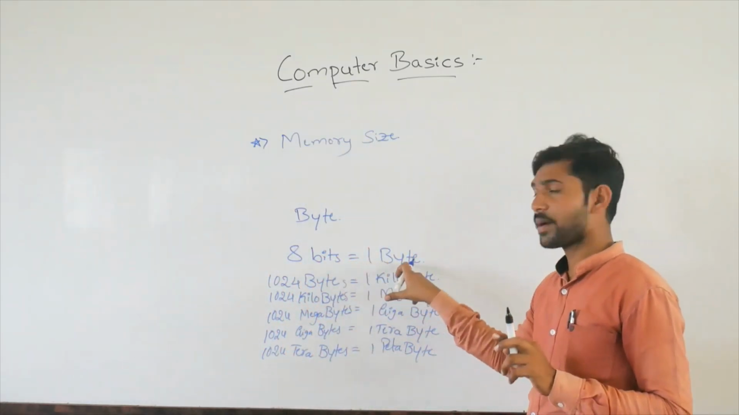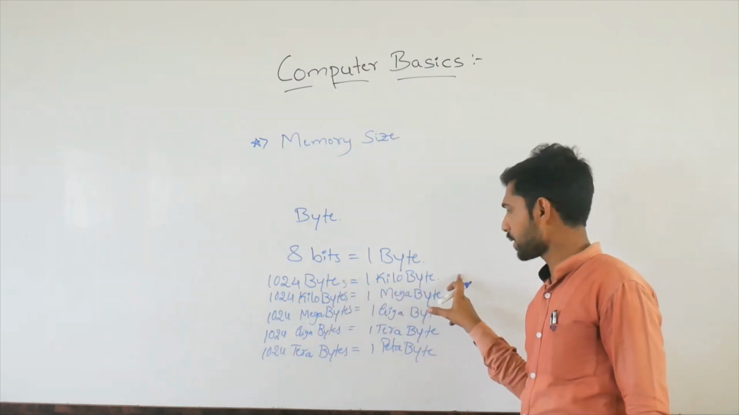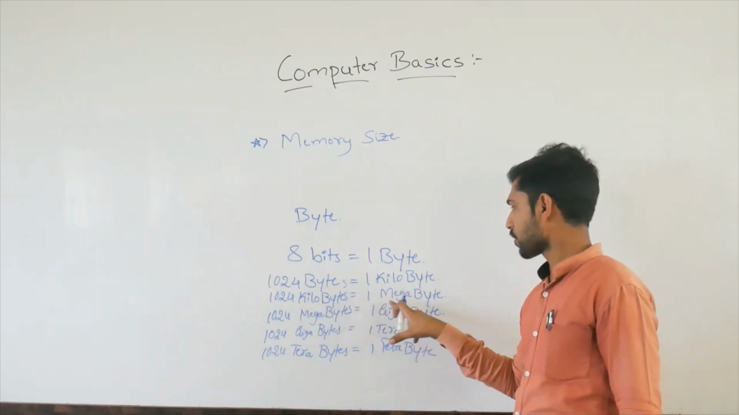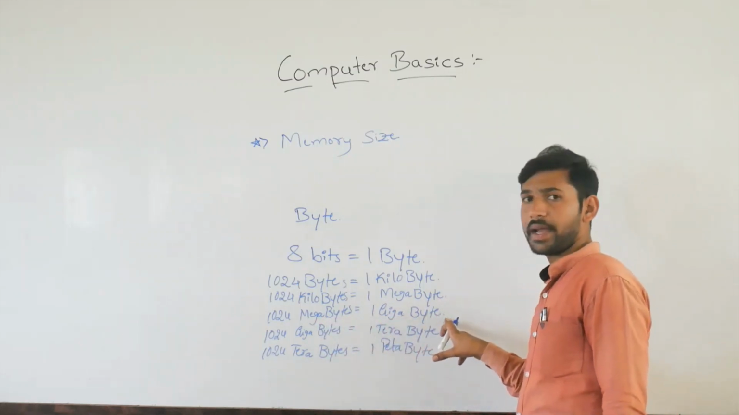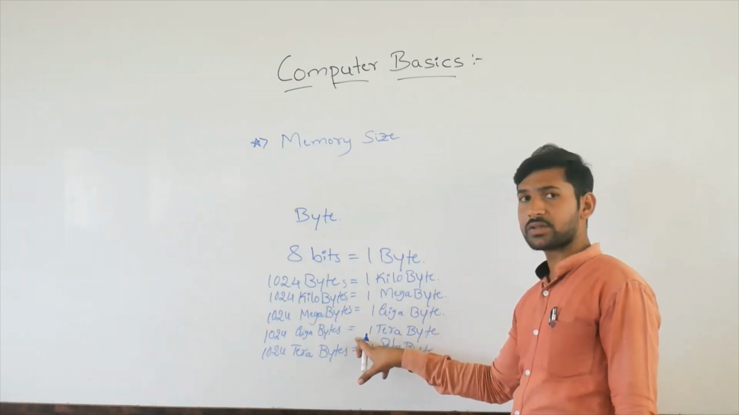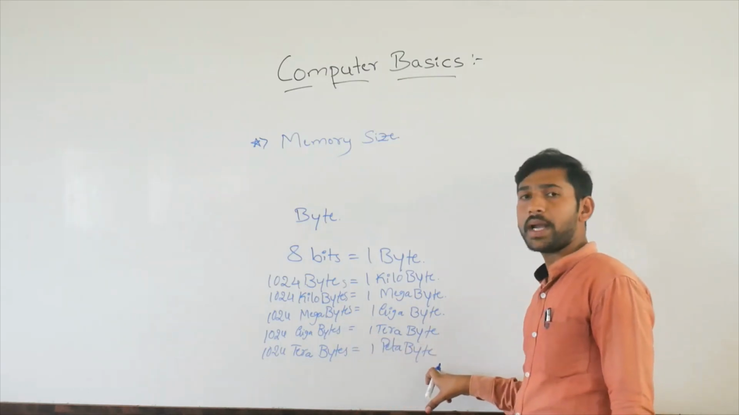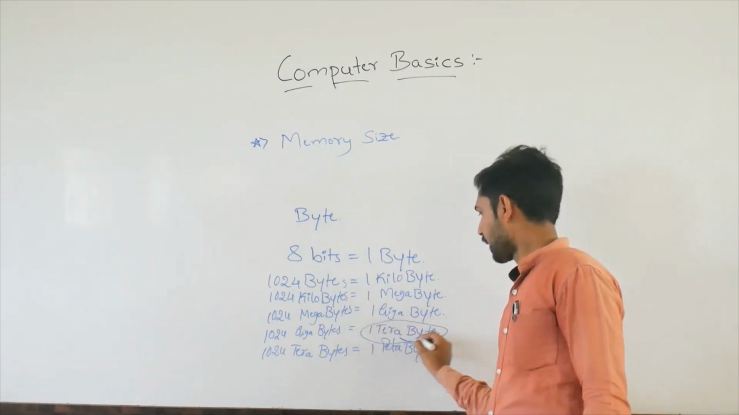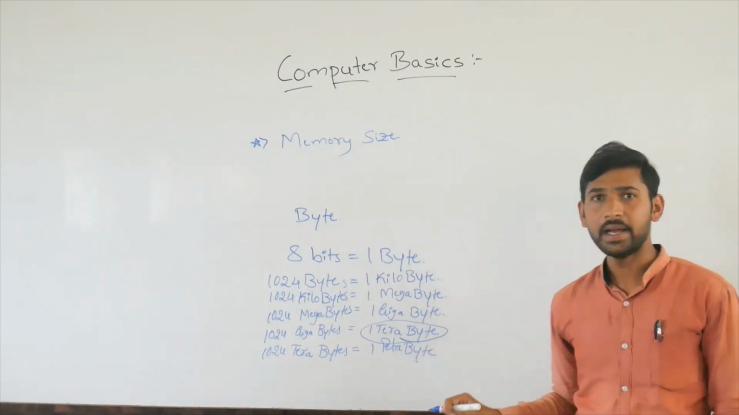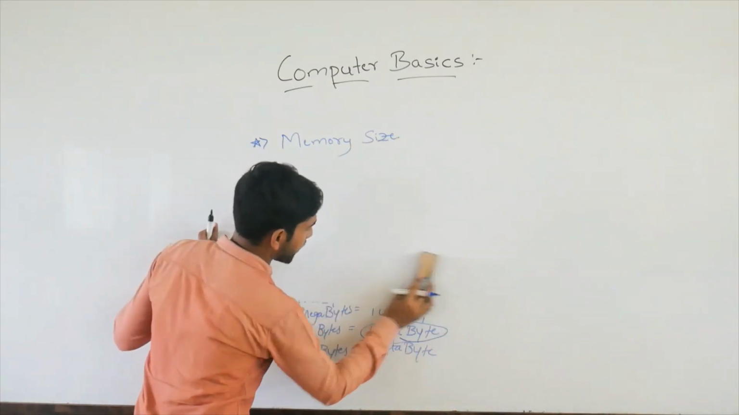8 bits equal to 1 byte. 1024 bytes is equal to 1 kilobyte. 1024 kilobytes is equal to 1 megabyte. 1024 megabytes is equal to 1 gigabyte. 1024 gigabytes is equal to 1 terabyte. 1024 terabytes is equal to 1 petabyte. Nowadays we are using a maximum of 1 TB, which means 1 terabyte. Okay. This is memory size.